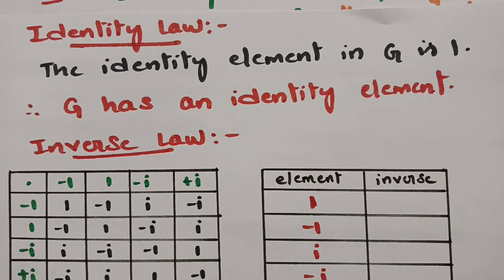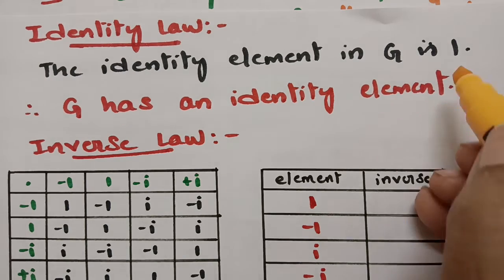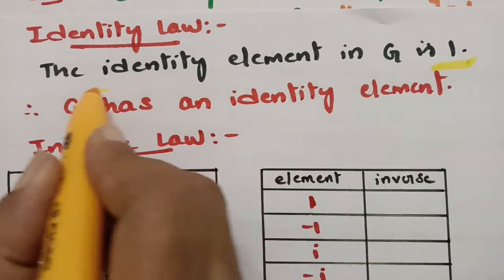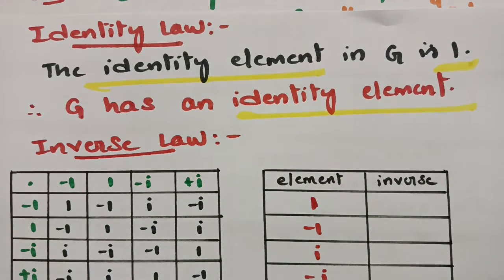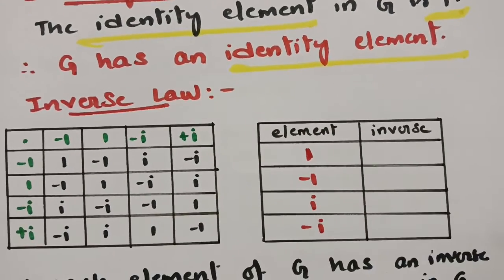So we know that with respect to multiplication, 1 will be the identity element. So the identity element in G is 1, and therefore G has an identity element. And next one, coming to inverse law.